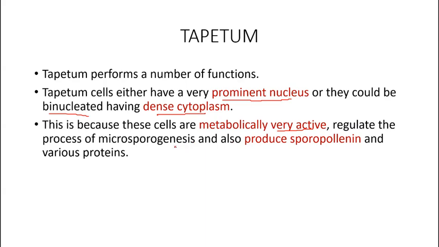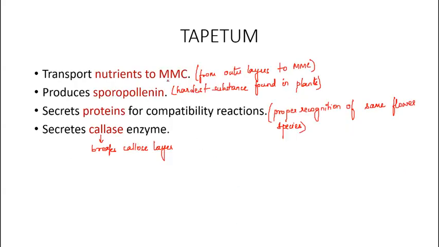What is microsporogenesis? It is the formation of microspores, and a very important part is that they produce sporopollenin. Now this sporopollenin is the hardest substance in the whole plant. Very important. This is the hardest substance in the plant. They produce sporopollenin and they produce various proteins. They provide nutrition to the microspore mother cell.